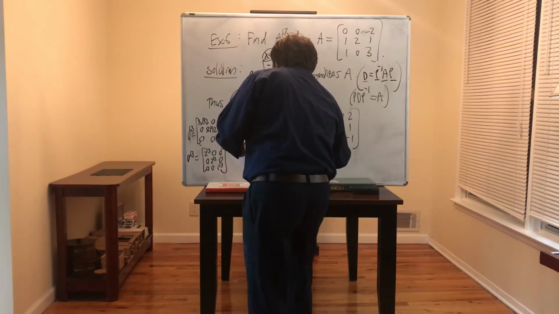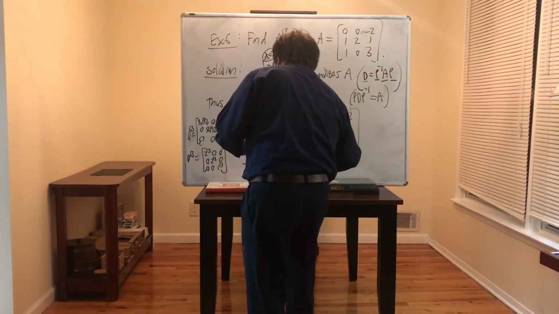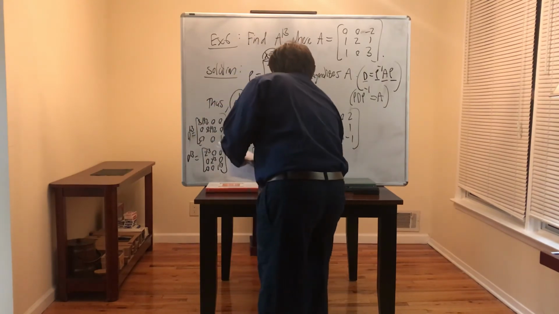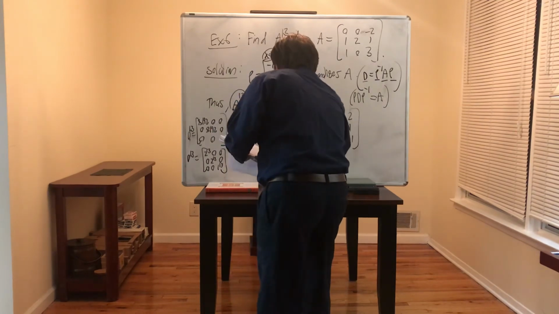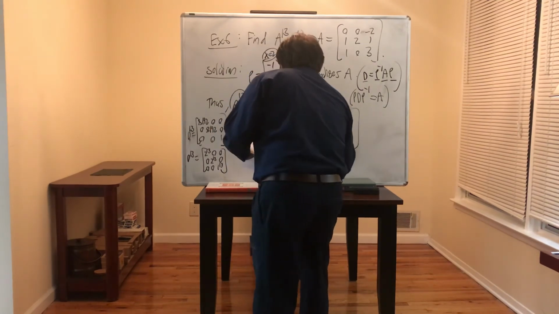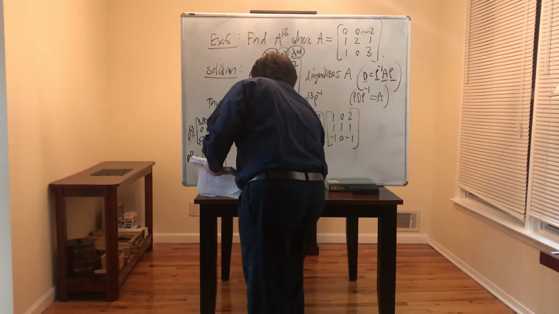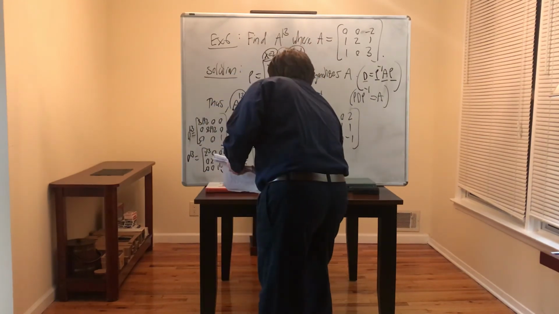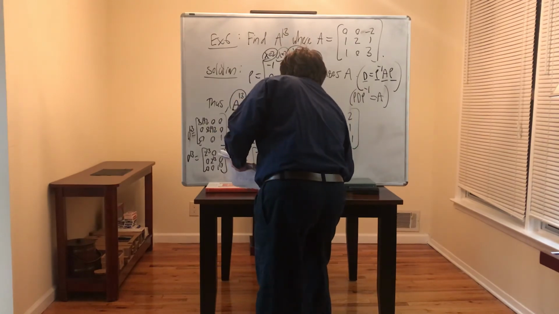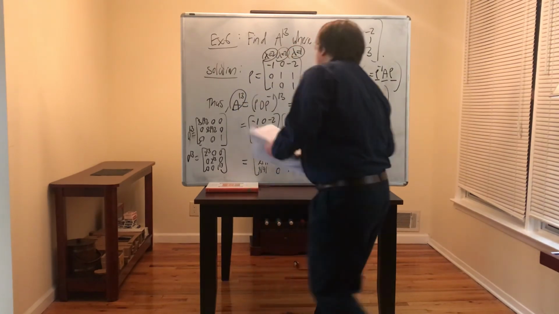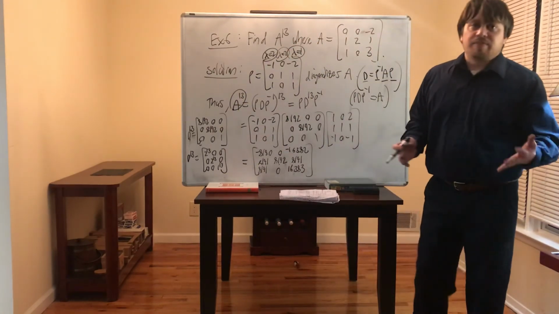0, negative 16,382, 8,191, 8,191, no, 8,192. 8,191. 8,191. 0. 16,800. 16,383. Okay, so a lot of this is just multiplying and adding.